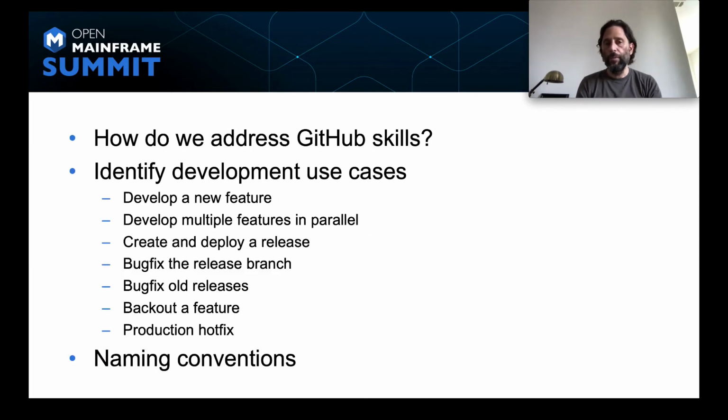As we began thinking about our team, we thought there might be some skills around GitHub that were not necessarily apparent. So we started identifying use cases around using GitHub. Some of the use cases we came up with were develop a new feature, develop multiple features in parallel, create and deploy a release, bug fixing, production hotfixes, backing features out, and there's several more actually. After we identified the use cases, we went back through, drew little diagrams of how the flows look, and supplied each use case with commands. Now our team had a consistent way of interacting with GitHub. We also provided naming conventions for the branches, as well as the modules and variable names.